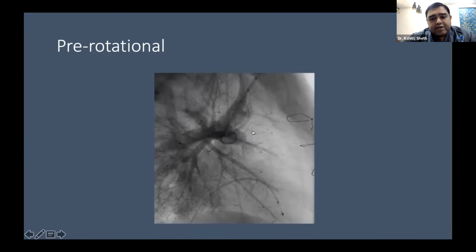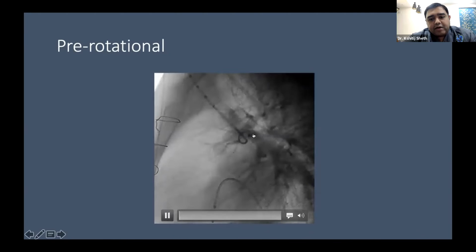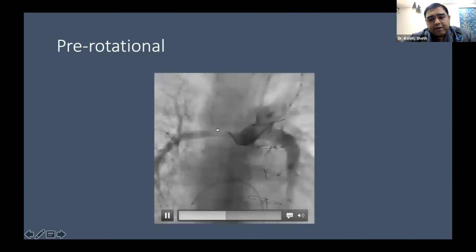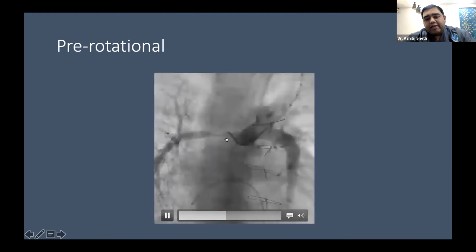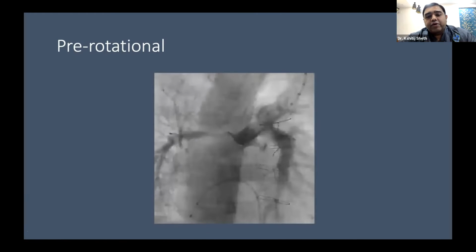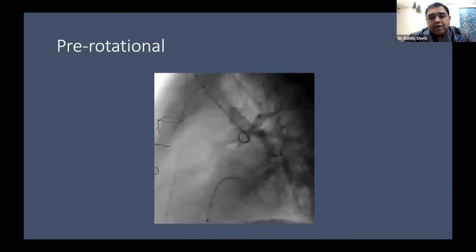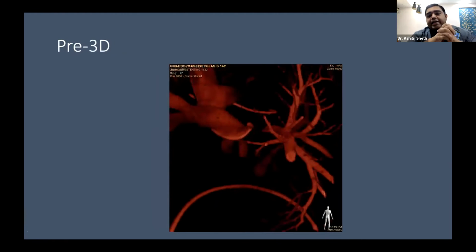And if you can appreciate, there is a near cutoff of the right pulmonary artery. So a very thin segment of right pulmonary artery over here, and you can see it in various planes. This angiogram helps us to determine in which plane will be the best working plane to assess the right pulmonary artery and go ahead with the procedure.